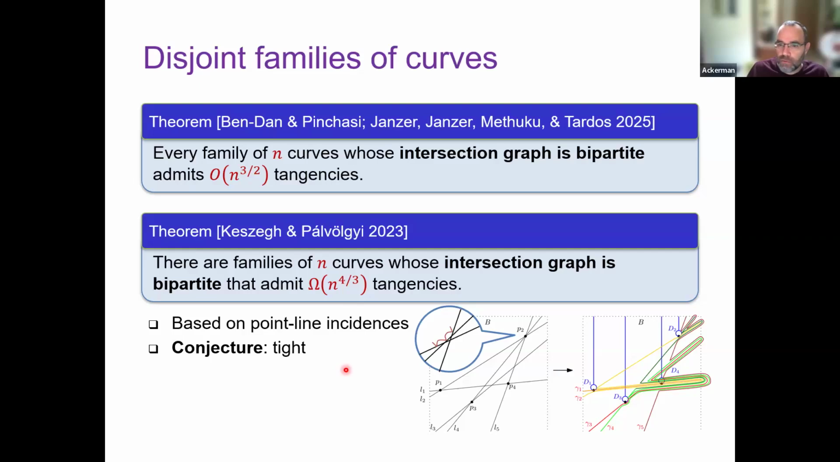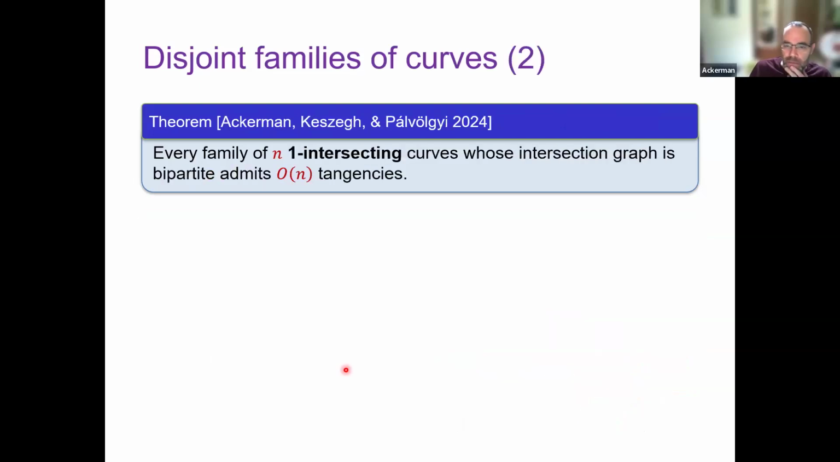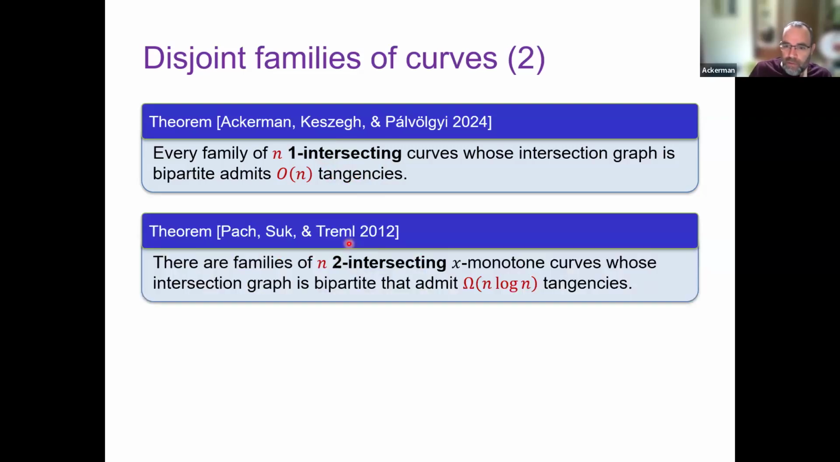Now, if you add the restriction that the curves are one-intersecting, then in a joint work with Kaplan and Sharir, we showed that the number of tangencies drops to linear. But if you allow two-intersecting curves, then it's superlinear. So there is a construction with roughly n log n tangencies, and you can also realize it by x-monotone curves.